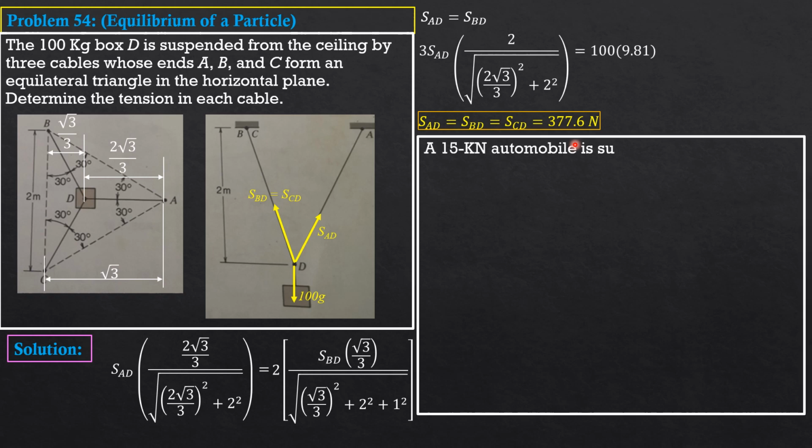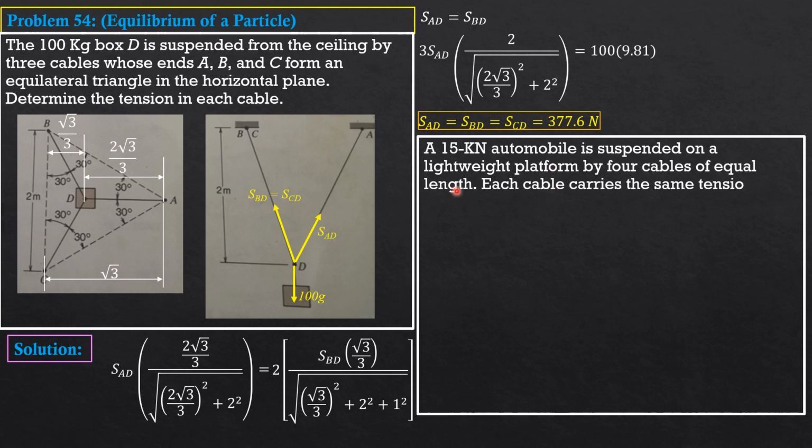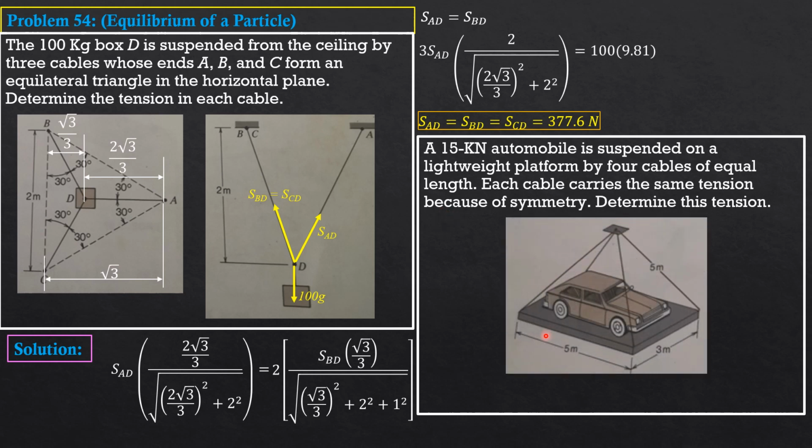Now for your part, a 15 kilonewton automobile is suspended on a lightweight platform by 4 cables of equal length. Each cable carries the same tension because of symmetry. So determine this tension. This is the figure in pictorial view. Take note that the tension in this cable is the same as expected because they are attached in a symmetrical manner. So determine the tension in this cable. Show that it is equal to 6.155 kilonewtons.